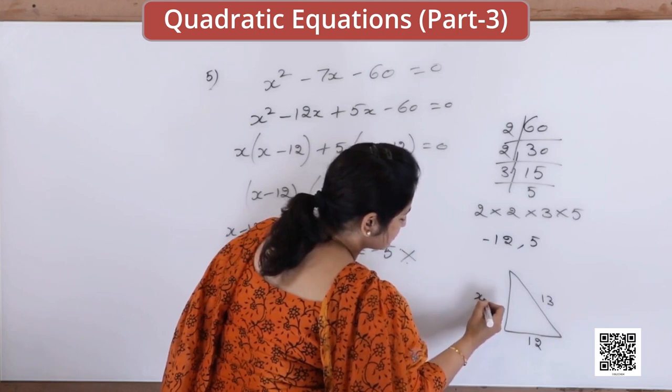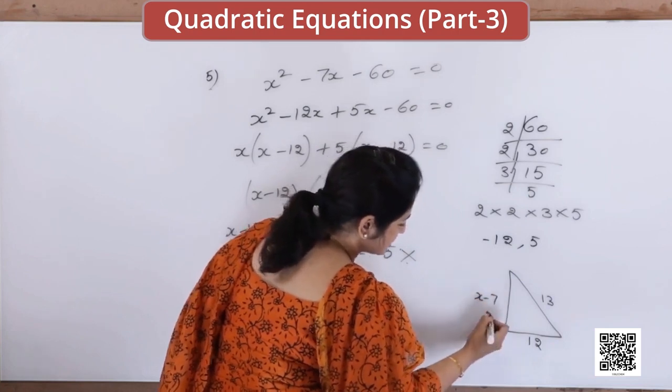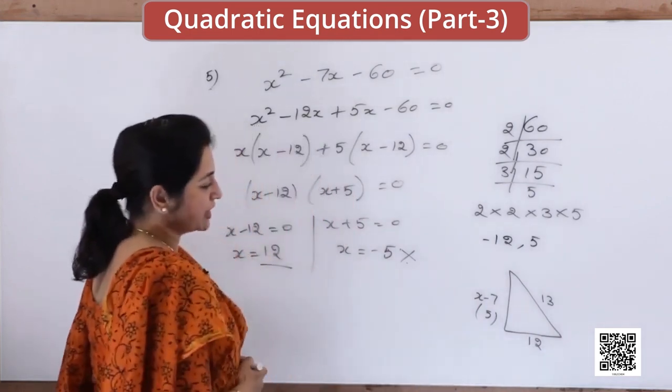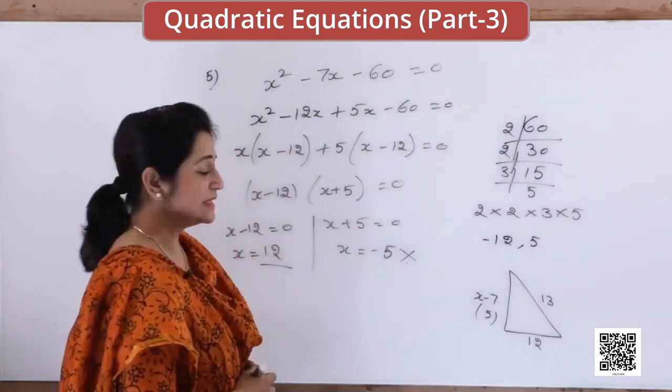And this was x minus 7. So 12 minus 7 is 5. So the base is 12 here, altitude is 5 and hypotenuse is 13 centimeter.